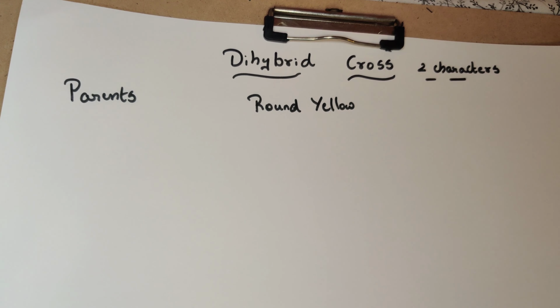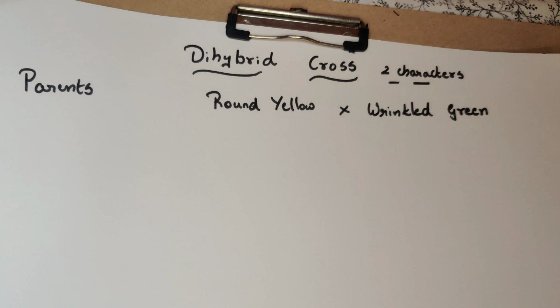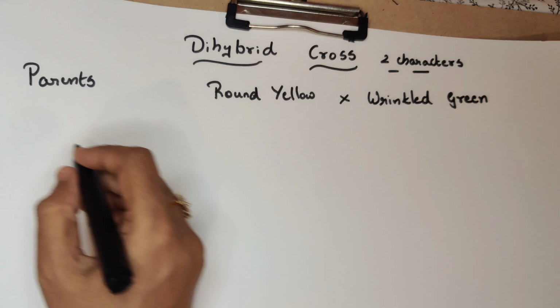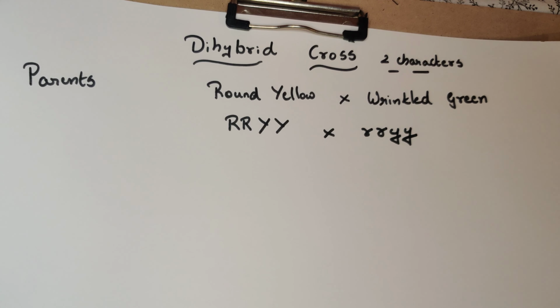What am I talking about here? The plant feature is the seed shape and seed color. So round and yellow are two dominant traits. We are crossing it with what? Wrinkled green. Now listen. What is the genotype we are talking about here? Capital R, capital R, capital Y, capital Y. You are crossing it with what? Small r, small r, small y, small y. So this is supposed to be the genotype.